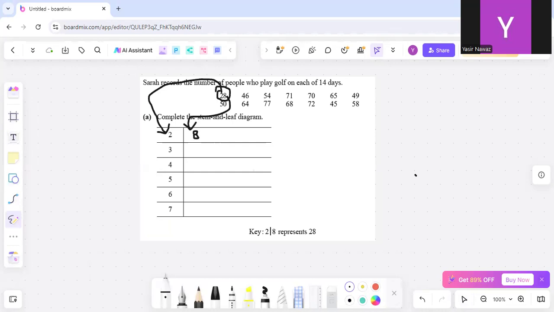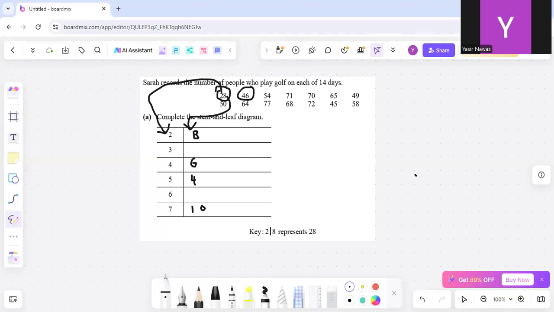The next number has no tens digit of 3, so nothing will be in this row. In the fourth row, it is 46, so 4 is already there and 6 goes here. Then it's 54, so 4. Then it's 71, so 7 is there and 1 goes here. Then 70, and then 65.